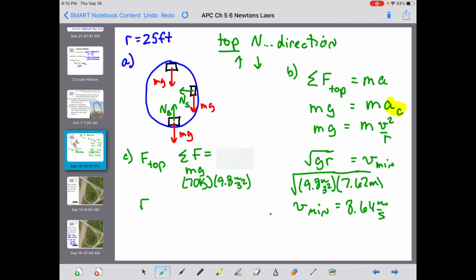At the bottom, we're going to have to do a little bit of approximating, because when we go net force is equal to mass times acceleration, we have the normal force minus mg is equal to m a, and this is going to be a centripetal acceleration. Mg, that's easy enough to get.